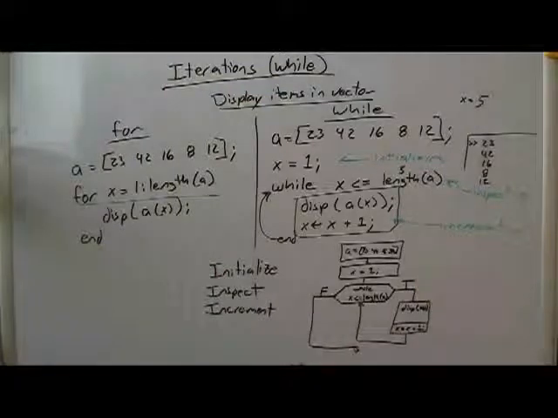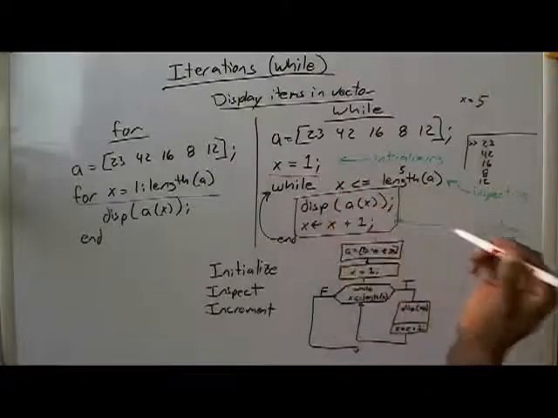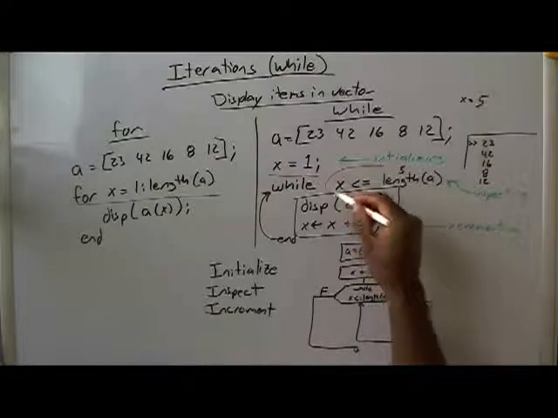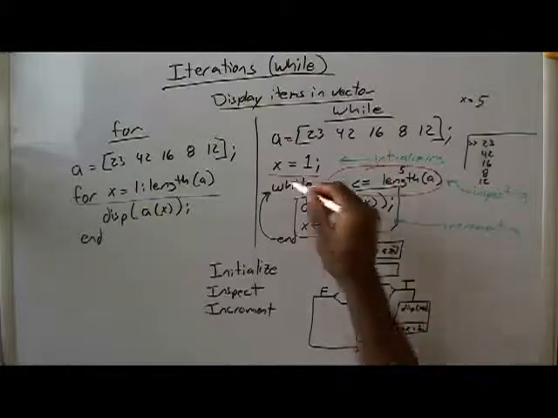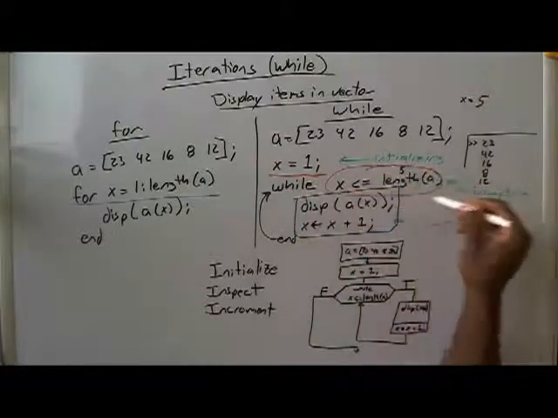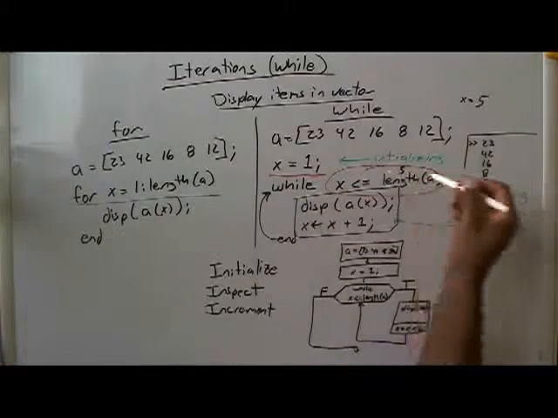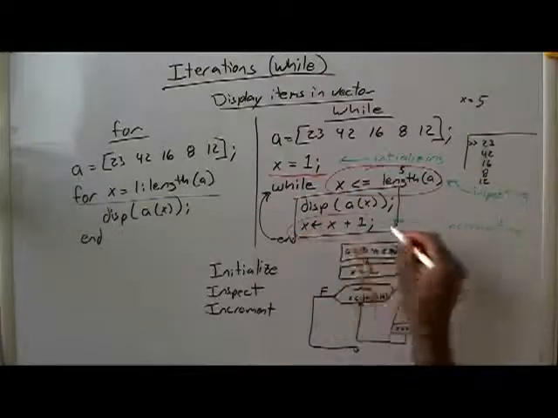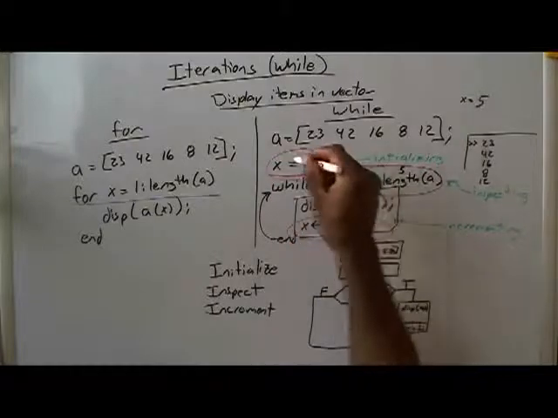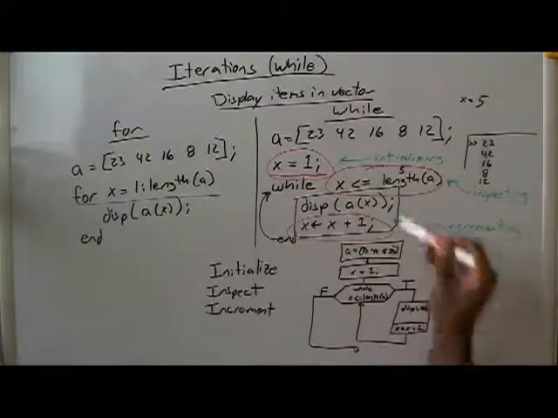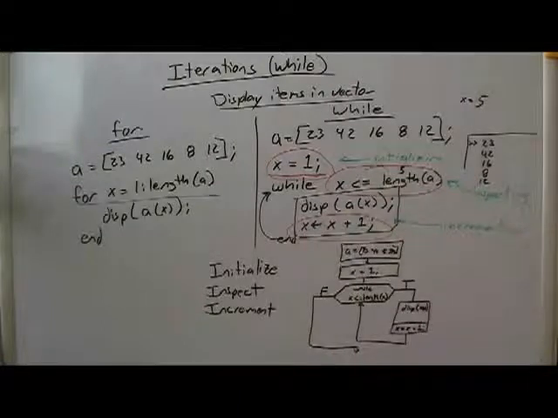Once again, over here in the while loop, you have to do all these steps yourself. You have to initialize here. You have to inspect here, and you have to increment down there. So initialize, inspect, and increment. Initialize, inspect, and increment. So that is how a while loop works.